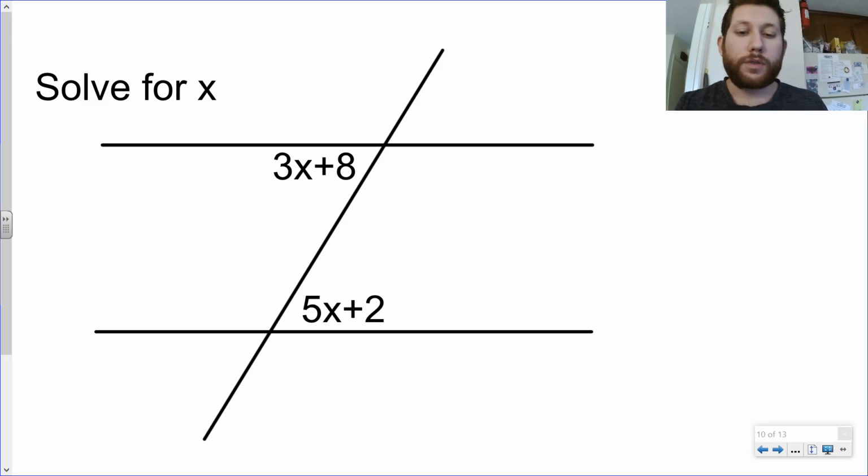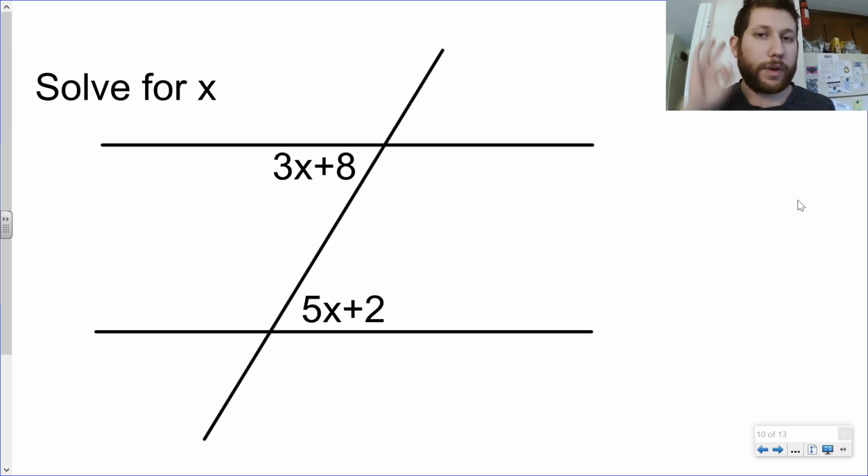So what do we do when we start getting equations and parallel lines? Well, actually, it's not as hard as you think. The main key here is to stick to what you know. Do I know these angles are equal to each other or supplementary? And that actually tells me exactly how to set up these problems.